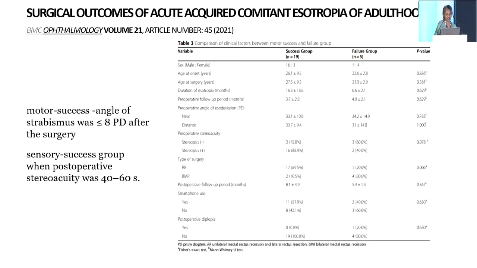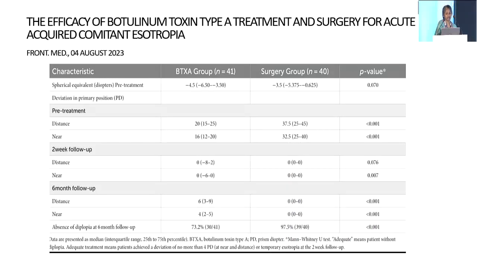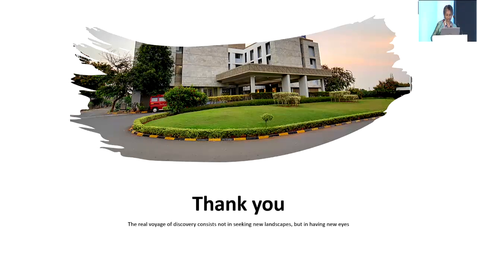So this was a study which was comparing with surgery, with success defined as less than 8 prisms and sensory outcome stereo of 40 to 60. They found around 60 to 70% efficacy, and similarly another recent study in August 2023 compared botulinum toxin and surgery, and in their experience they had found about 73% success rate in the botulinum toxin group versus 97% for the surgery group. So that's all I have to say. Thank you.